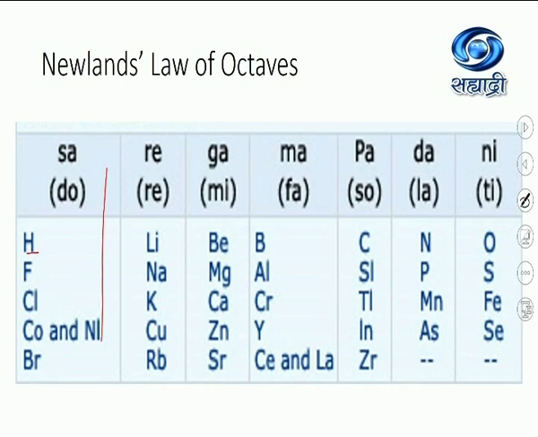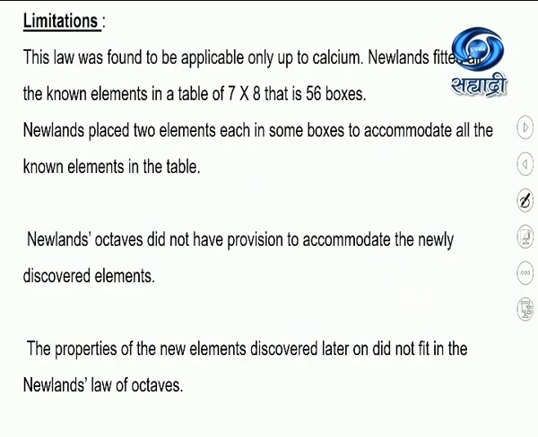So hydrogen, lithium, beryllium, boron, carbon, nitrogen, oxygen, and again fluorine. The property of fluorine is similar to hydrogen. So he tried to arrange those elements according to his law of octaves. But there are limitations. That's why his theory was also not accepted. So what were the limitations? The law was found to be applicable only up to calcium.